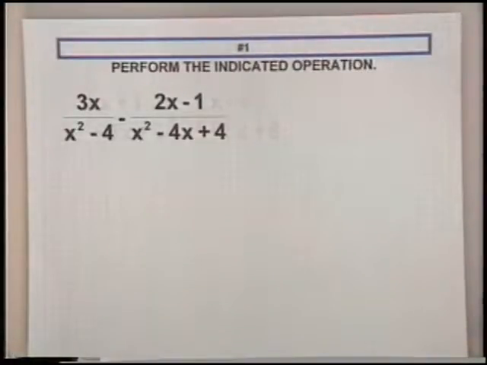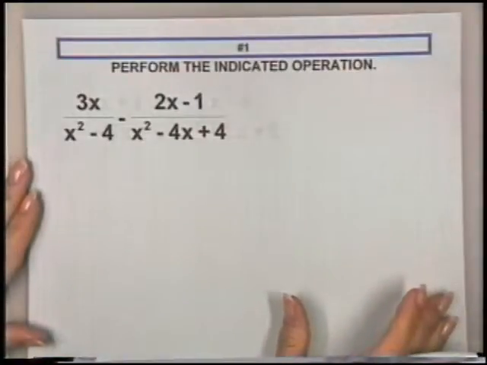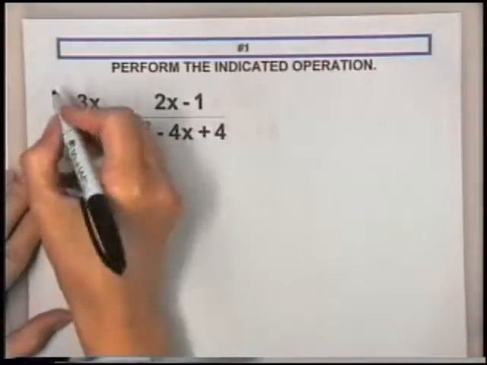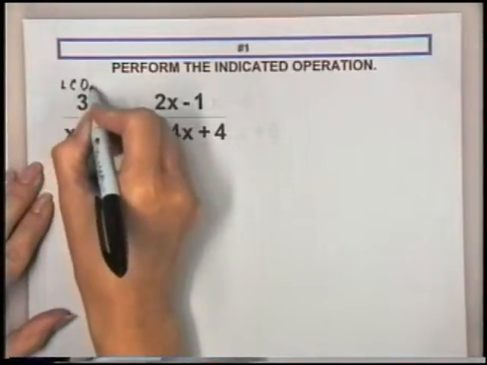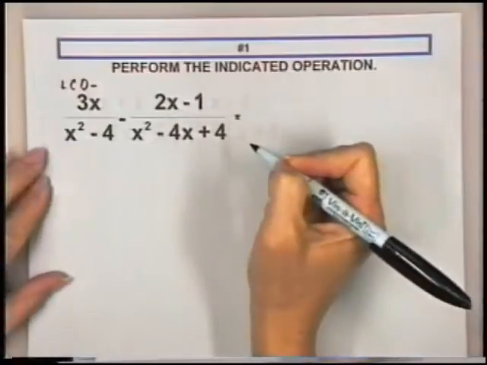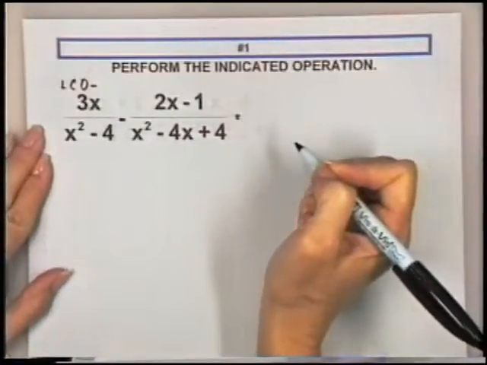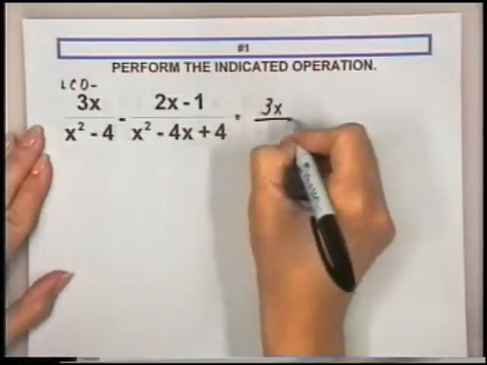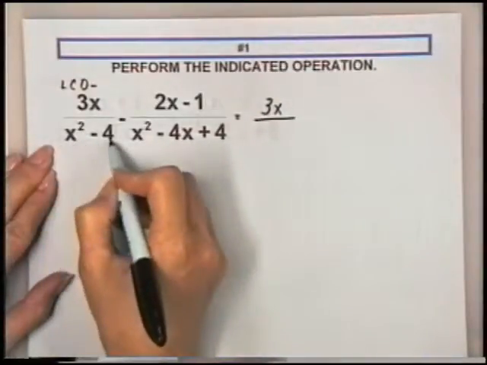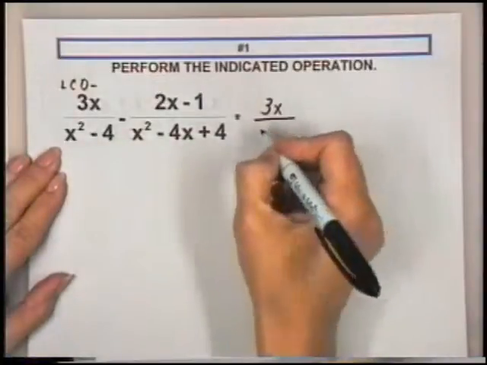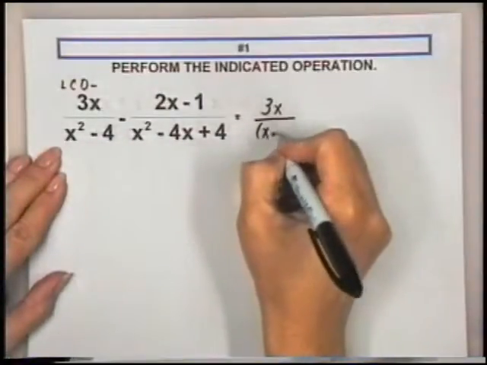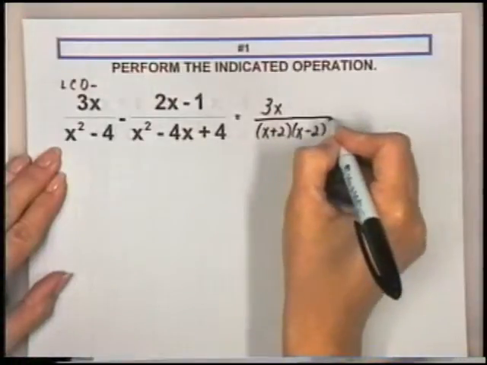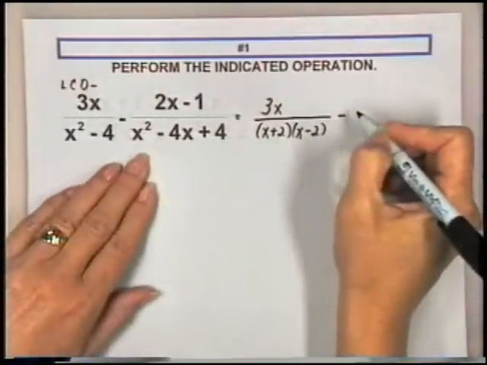Perform the indicated operation. The indicated operation is subtraction. We are subtracting fractions, so we know we need to find the LCD. Let's rewrite each fraction and let's factor the denominators. I will write the 3x. X squared subtract 4 is the difference of squares. It will factor as x plus 2 times x minus 2.